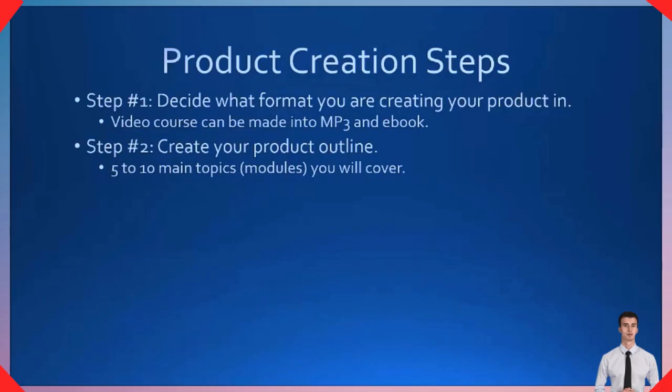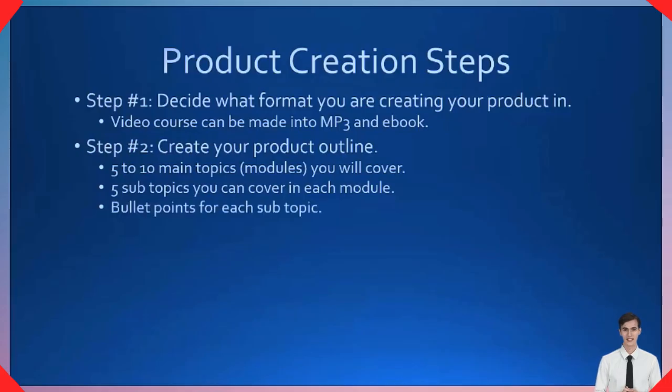You could also create your product outline. That would be step number 2. You want to have 5 to 10 main topics or modules that you will cover. These are the basics of product creation. So 5 to 10 main topics or modules that you're going to cover, 5 subtopics that you can cover within each module, and a bullet point for each subtopic so you kind of know what you're going to talk about for each one of those subtopics.